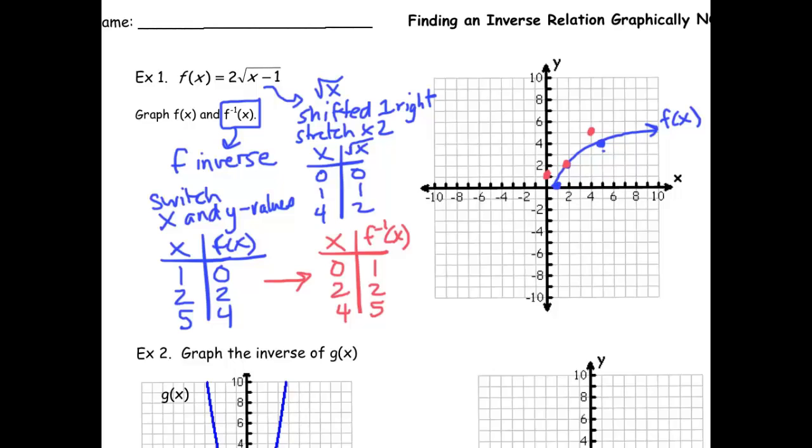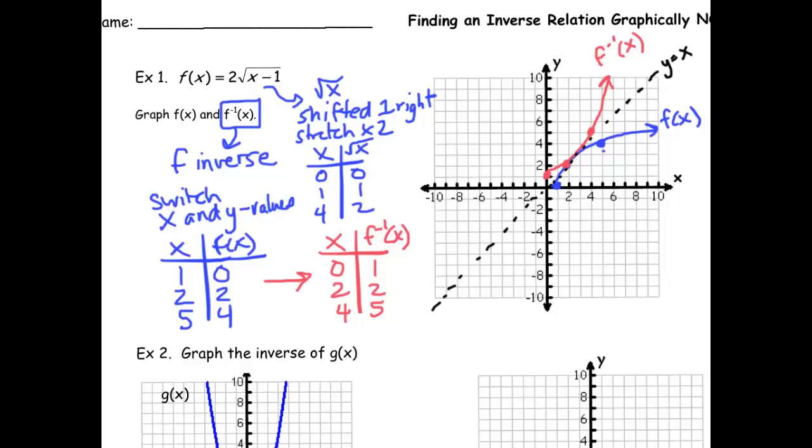And if I connect those, you'll notice it looks like half of a parabola. And that's exactly what it is. Let me label it here. F inverse of x. I want you to notice that this red graph and the blue graph are actually symmetrical through this dotted line. And that dotted line I just drew in is the line y equals x. Notice that when you reflect that blue graph over that dotted line, you get the red graph, and all it does is switch x and y.